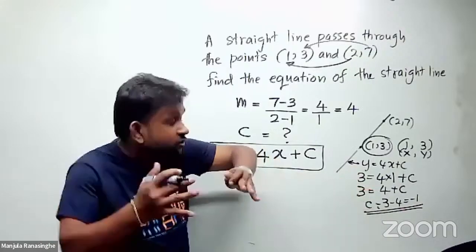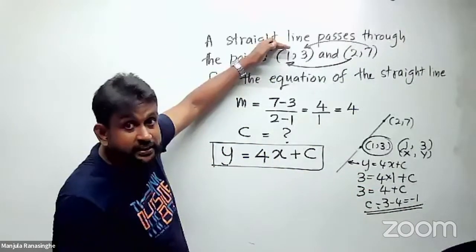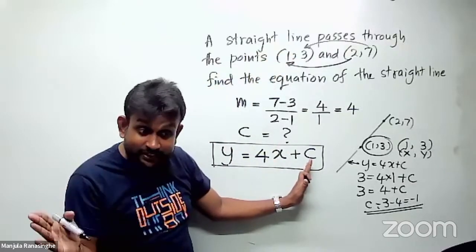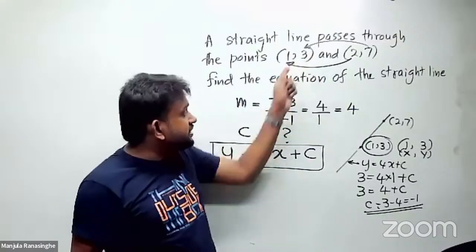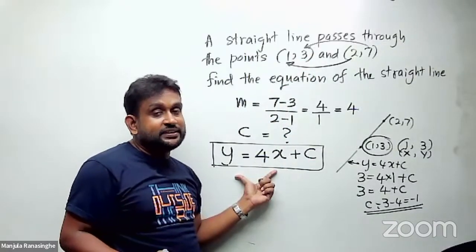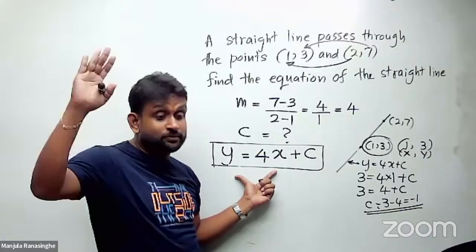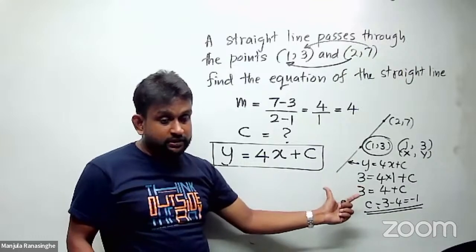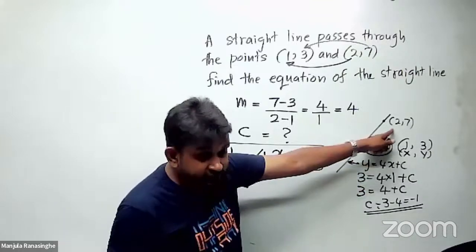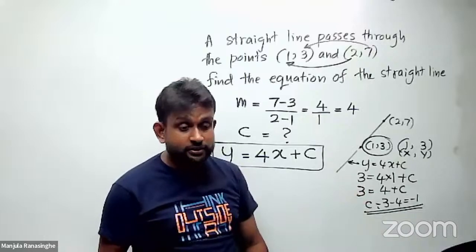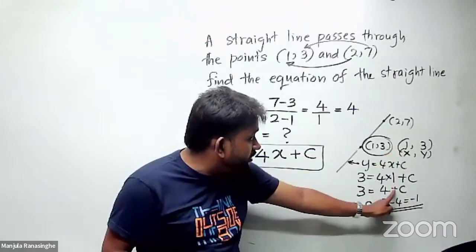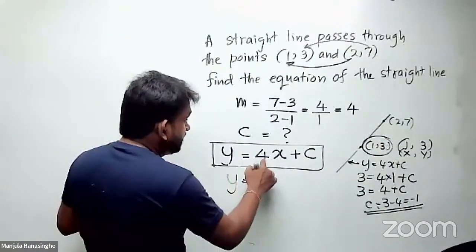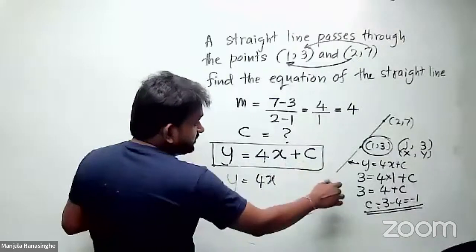Right, what we did: we couldn't find c directly, so we wrote the equation in half form, writing c as c. Then we substituted a point into this equation and found c. Hands up those who understood. You can also substitute the other point, 2, 7, and get the same answer: for x you substitute 2, for y 7. Now c is found. Now you write y equals 4x plus c, where c is -1.